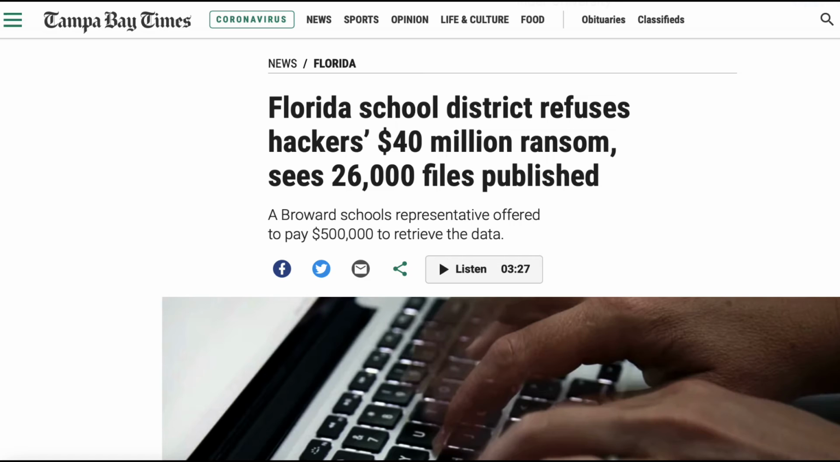In Broward County School District in Florida, cybercriminals demanded $40 million from the school district in exchange for the return of personal data, including financial documents, contracts, databases, and personally identifiable information for students and staff. Ultimately, the cybercriminals published 26,000 stolen files.